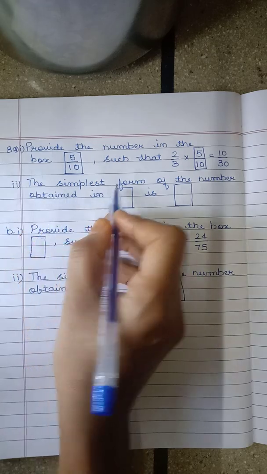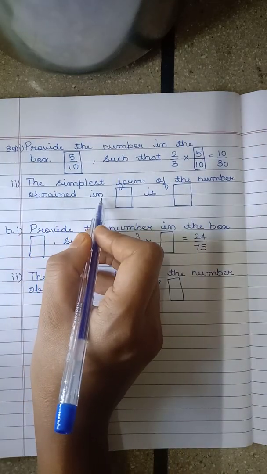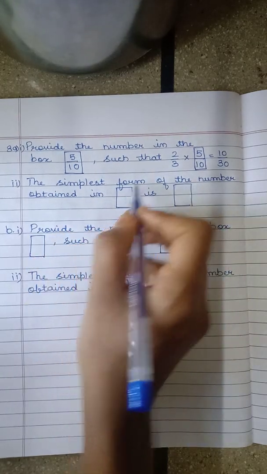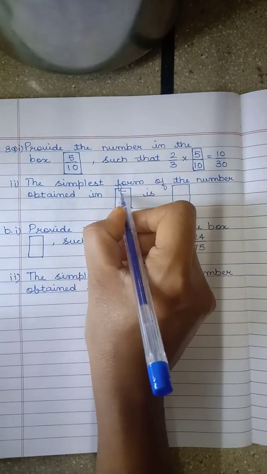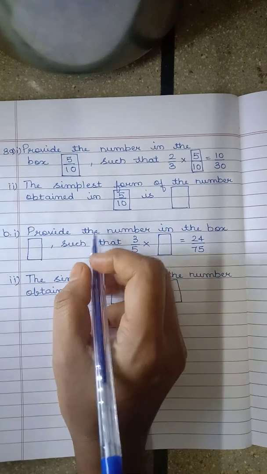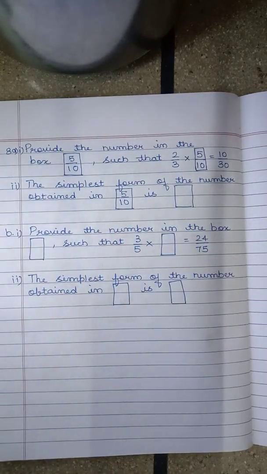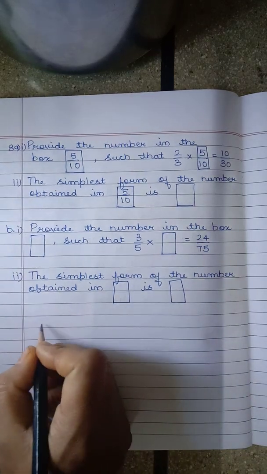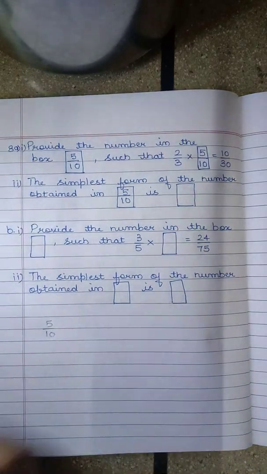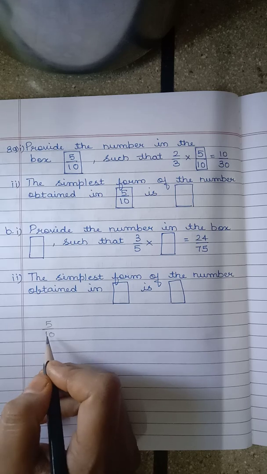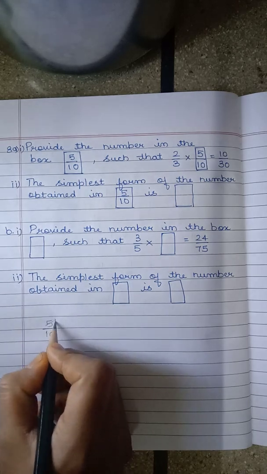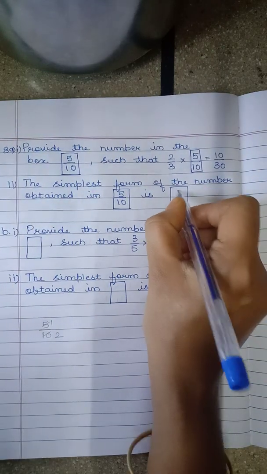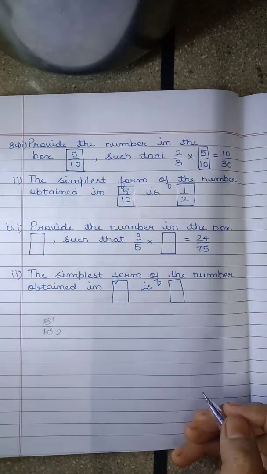Now the second part. The second part is the simplest form of the number obtained in the box. What is the number obtained in the box? 5 by 10. The simplest form of 5 by 10. What will be the simplest form of 5 by 10? The common factor of 5 and 10 is 5. 5 ones are 5, 5 twos are 10. So the simplest form is 1 upon 2.